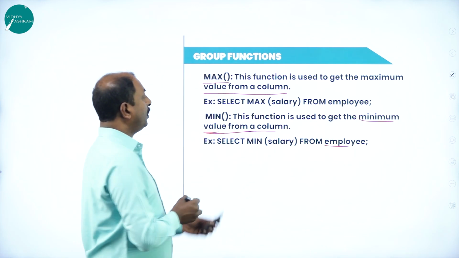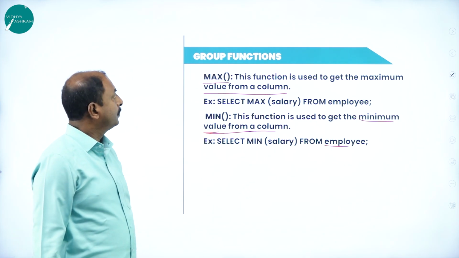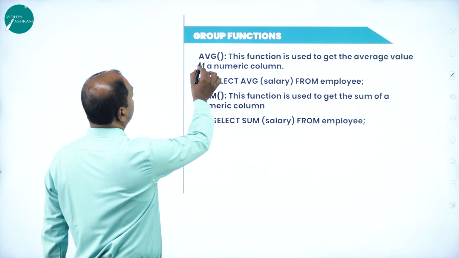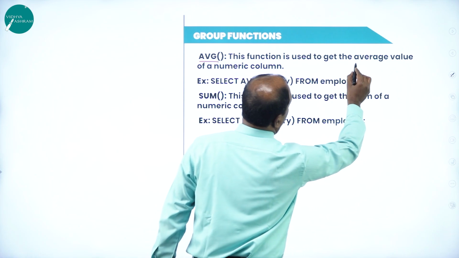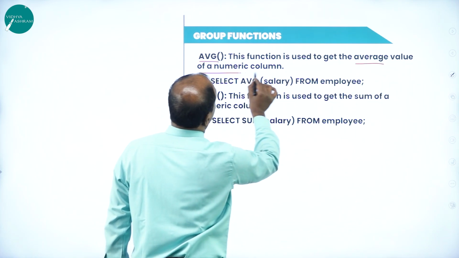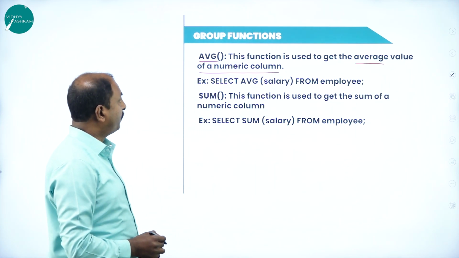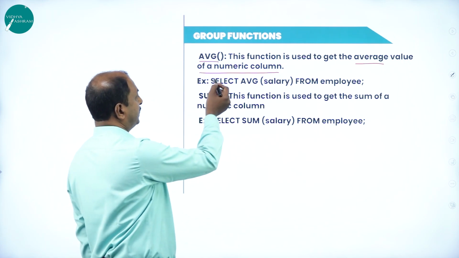This is an example for the minimum function. Next, we have average. Average is used to get the average value of a numeric column. So this is a definition, and here is an example.